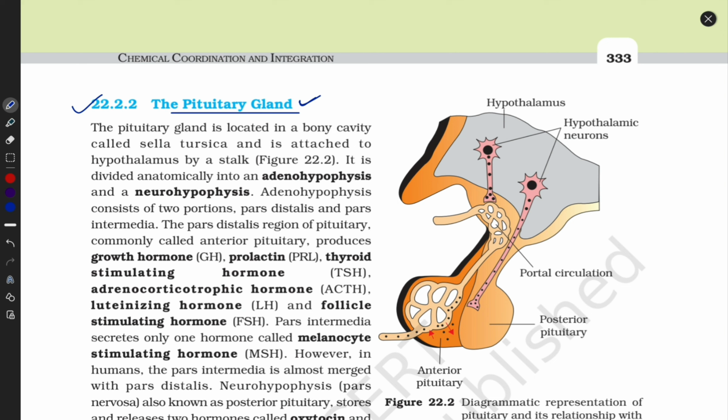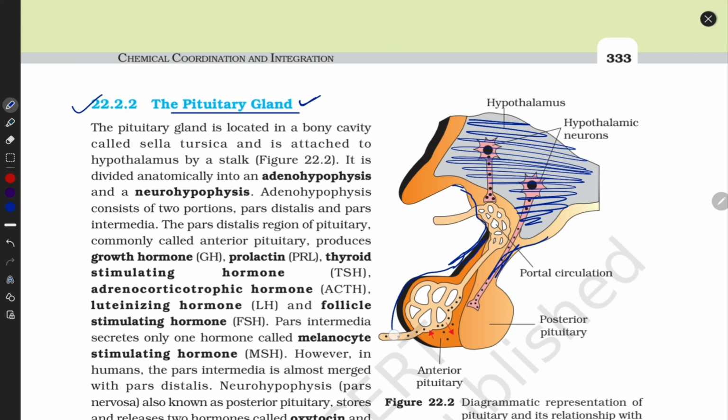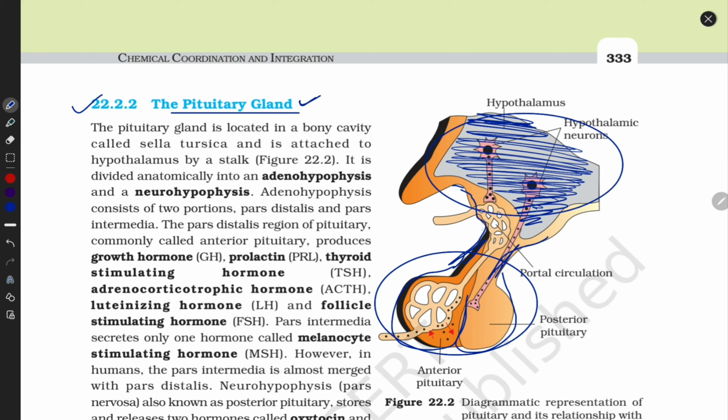Where is it located? It is located below the hypothalamus. This is the hypothalamus zone. Look here: this is the hypothalamus zone, and a stalk-like structure arises from it, and this is our pituitary gland. The hypothalamus and the pituitary gland are connected by a stalk.